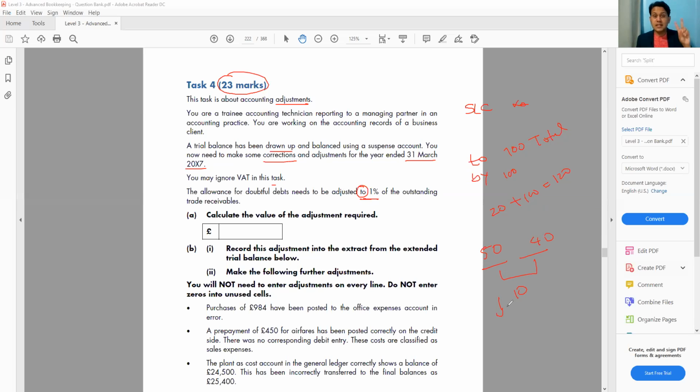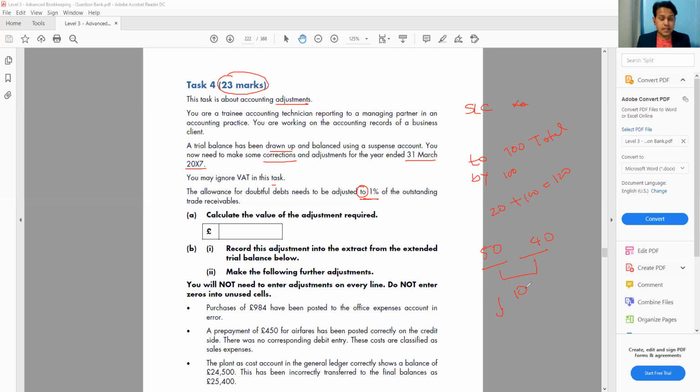So there are two things. One is doubtful debt allowance. Another one is doubtful debt allowance adjustment. So allowance for the doubtful debt, that is relevant to statement of financial position. On the other hand, allowance for doubtful debt adjustment, that is relevant to statement of profit and loss account.